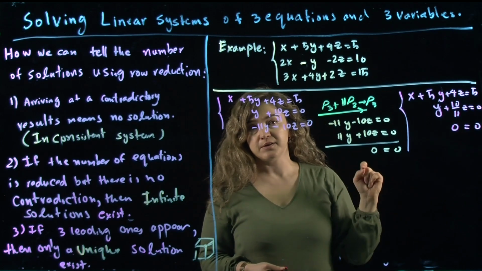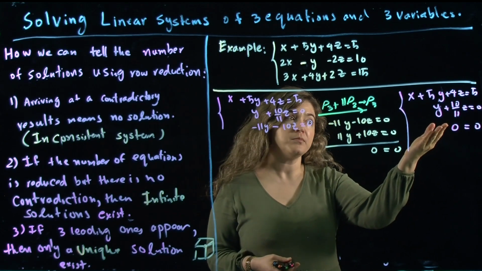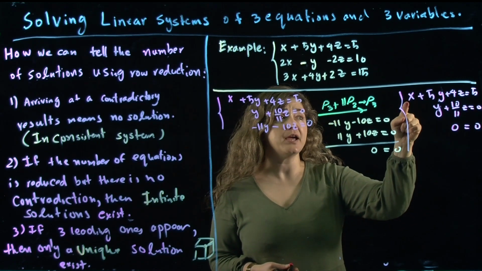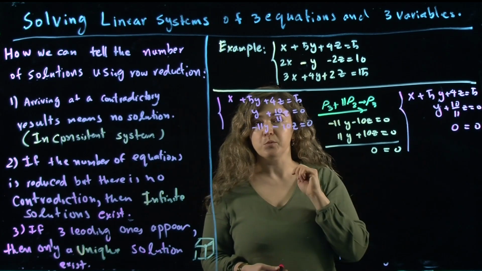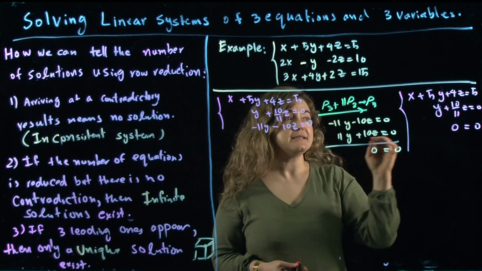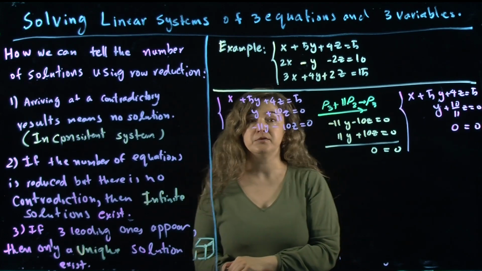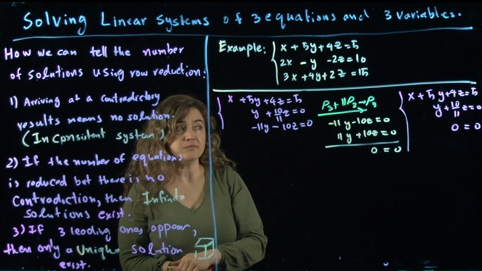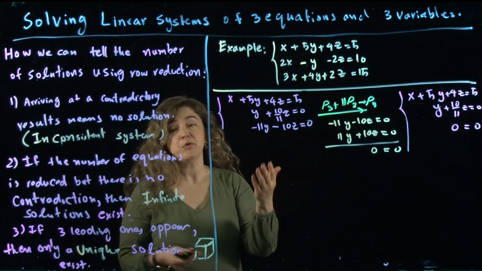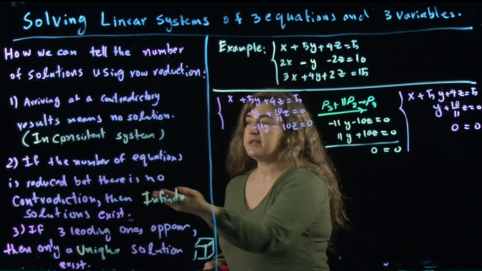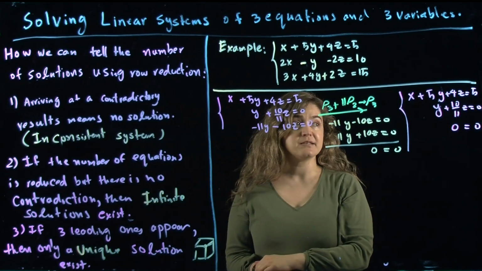There's no contradictory results. This is the reduced form because I get the maximum number of leading ones I can create in here. 1 for x, 1 for y. And then underneath every leading one, there are zeros. So this is the reduced echelon form of the system. The next step is, first of all, recognizing that we're actually in case 2. There are infinite solutions for this system.